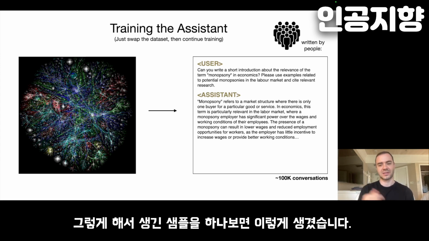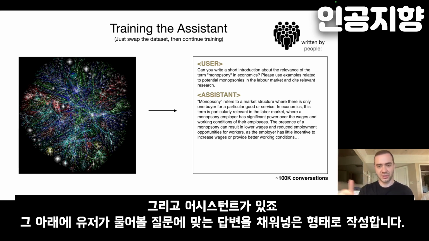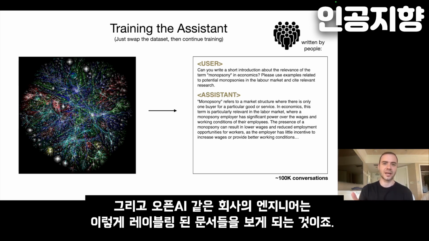Here's an example of a single example that might make it into your training set. There's a user, and it says something like, can you write a short introduction about the relevance of the term monopsony in economics, and so on. And then there's the assistant, and the person fills in what the ideal response should be. The ideal response, how that is specified and what it should look like, all comes from labeling documentations that we provide these people. And the engineers at a company like OpenAI or Anthropic or whatever else will come up with these labeling documentations.